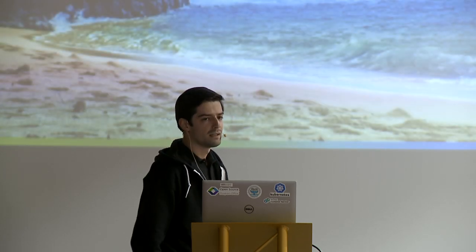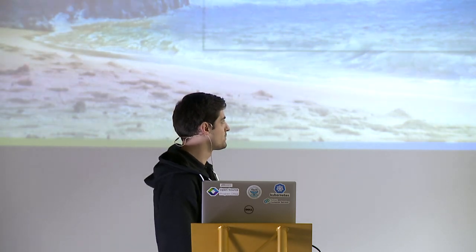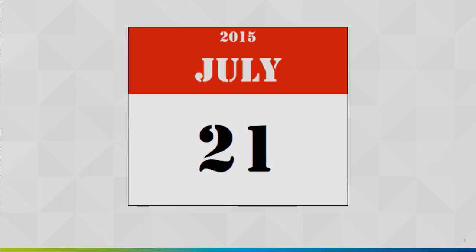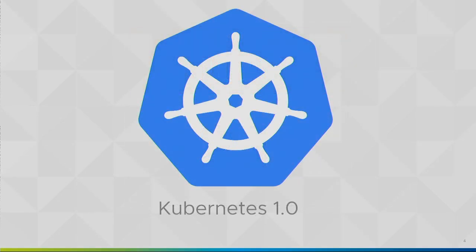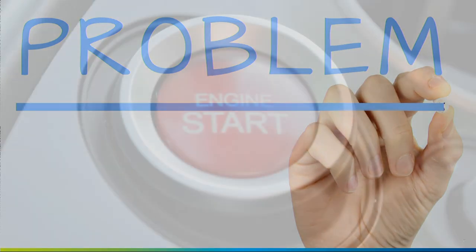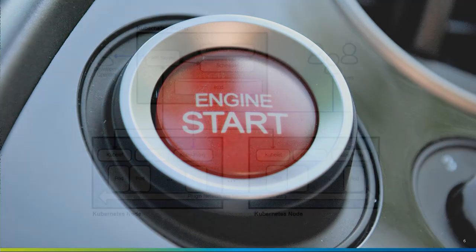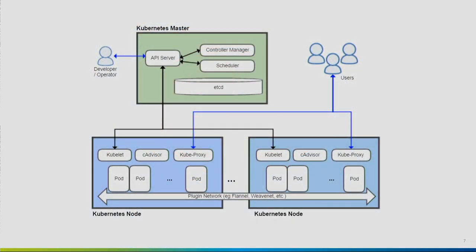But let's start at the beginning. It was the summer of 2015, and July the 21st to be precise, and this was when Kubernetes 1.0 was released. But there was kind of a problem with it. It was pretty difficult to get started. And why was it so difficult?